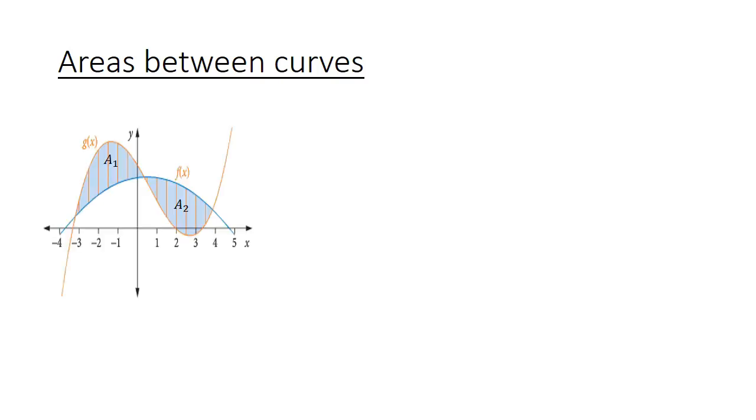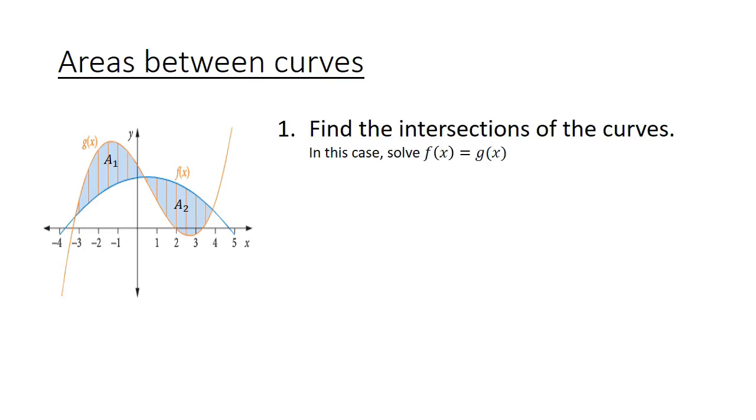What if we have area between curves that look like this? We can see that the area is divided into two parts, namely A1 and A2. How do we find the total area or the shaded area? We can start by finding the intersection of the curves. In this case, we need to solve f(x) equal to g(x). We only need the x coordinate for the intersection point. So we will do that.